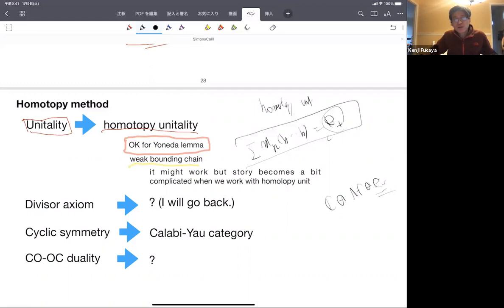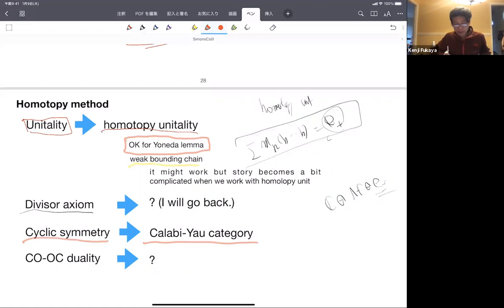So this is unitarity. And the divisor axiom is a bit more subtle. First of all, I don't know so much about whether there is anything written about the homotopy version of the divisor axiom. That I don't know, but I will go back to this divisor axiom soon. And the third thing is this cyclic symmetry. I think this one is very well understood in homotopy theory, the homotopy category. There are notions like a Calabi-Yau category, an A-infinity category. That is, I think, somehow the homotopy replacement of cyclic symmetry.